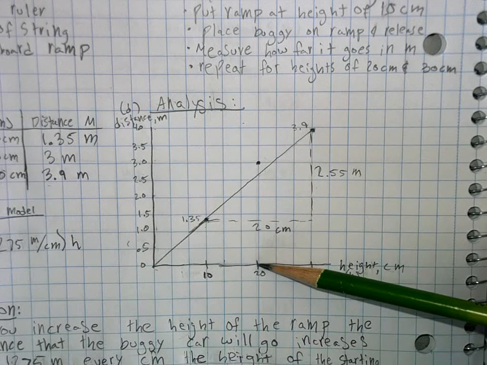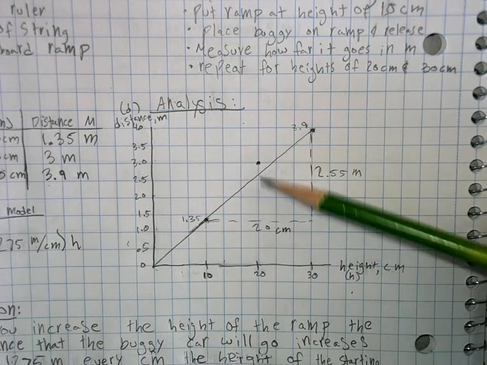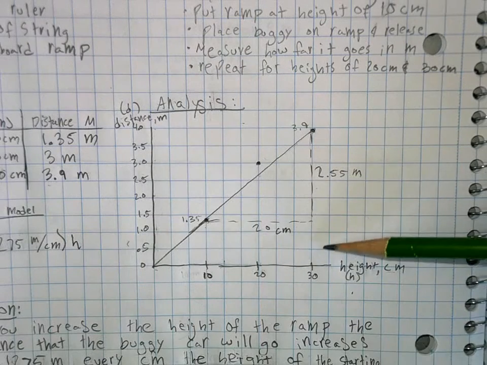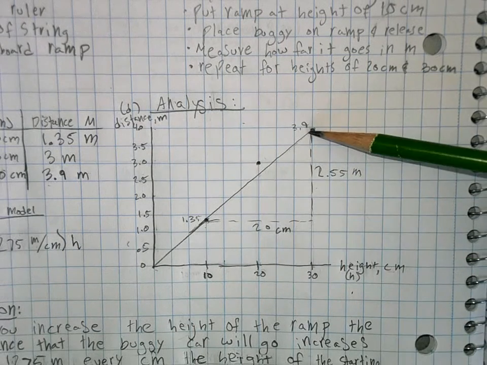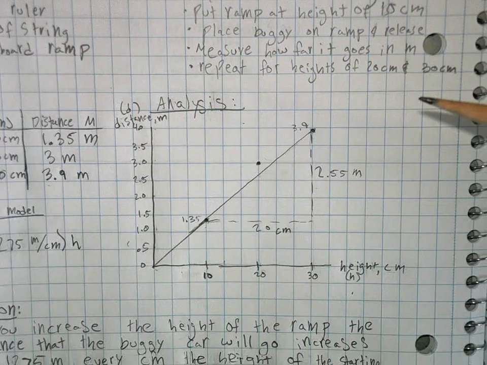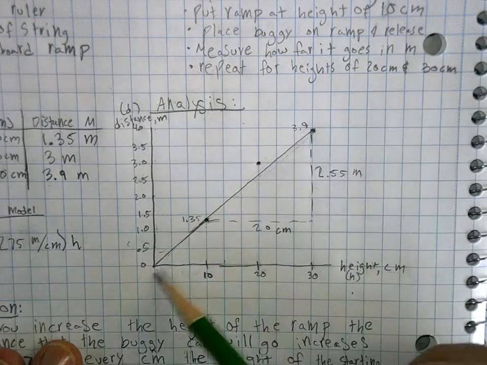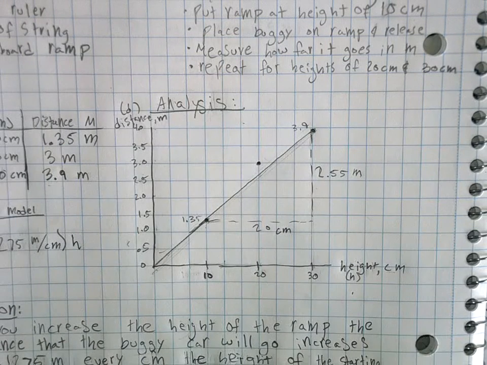And then at 20 centimeters, it was 3 meters exactly. And then at 30 centimeters, it's 3.9. So 3.9 would be right there. So we plotted the points correctly. And then we drew a straight fit line through it. Like, what is the best line through the data? So that's the one he picked.